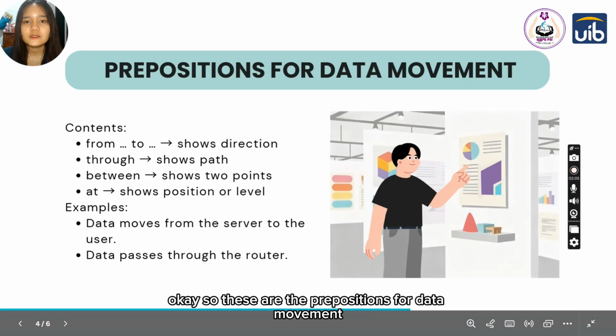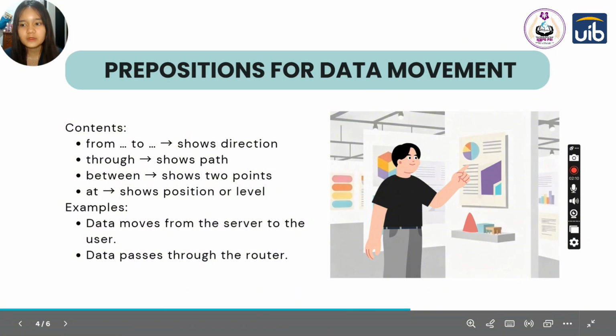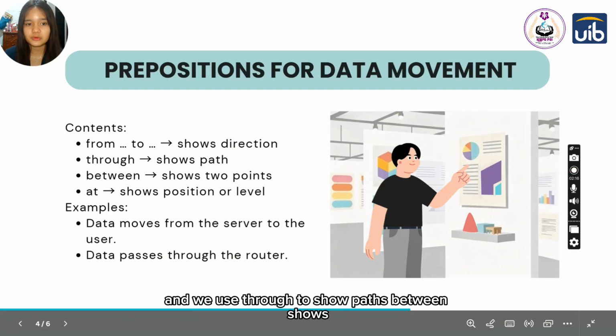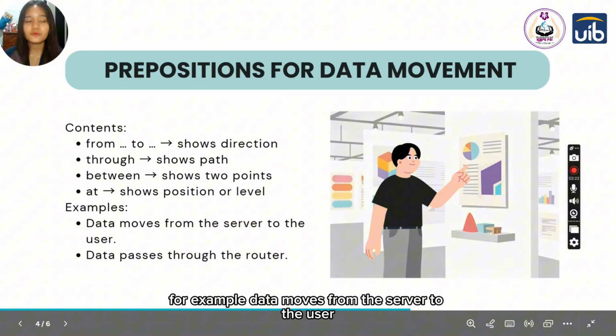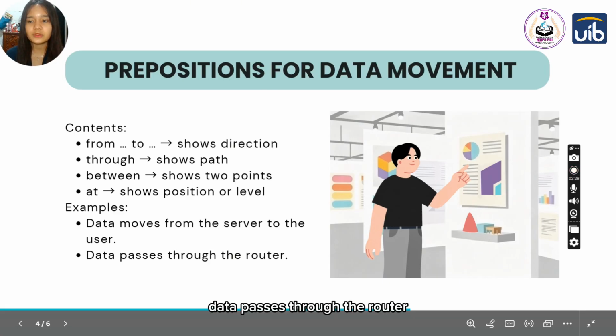Okay, so these are the prepositions for data movement. We use from to show direction, and we use through to show paths. Between shows two points, at shows position or levels. For example, data moves from the server to the user. Data passes through the router. So these prepositions help your explanation sound more accurate and academic.